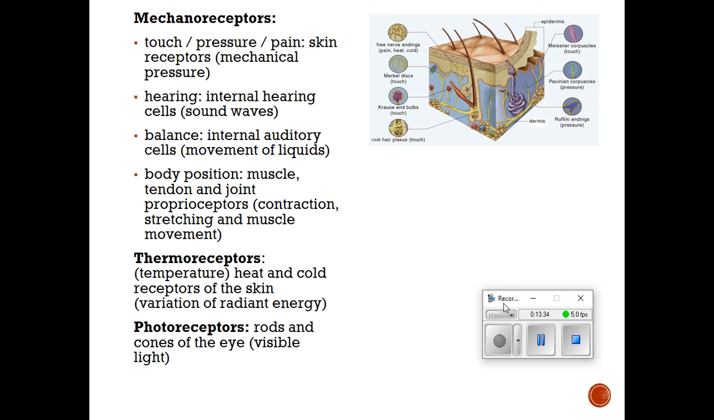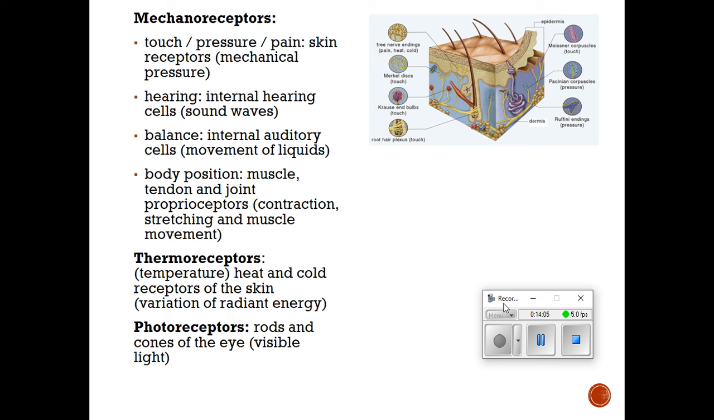You have thermoreceptors, so the word thermo at the beginning should indicate to you that it's about temperature. The heat and cold receptors, most of which are on your skin, are really detecting variations of radiant energy, so they're detecting temperature. If you took chem, you might remember that temperature is the average kinetic energy of molecules in motion, and so things that are hotter have particles that move faster. That's why gases move faster and solids move slower.